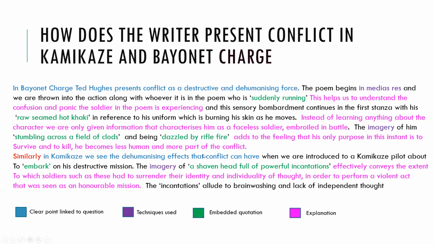We see the dehumanising effects that conflict can have when we are introduced to a kamikaze pilot about to embark on his destructive mission. The imagery of a "shaven head full of powerful incantations" effectively conveys the extent to which soldiers such as these had to surrender their identity and individuality of thought in order to perform a violent act that was seen as an honourable mission. So we've explained again how this image of a shaven head full of powerful incantations, what it makes us think about, how it helps us to understand what's happened to this man who's become this person who's willing to take his own life for the honour of his country. The incantations allude to brainwashing and a lack of independent thought.